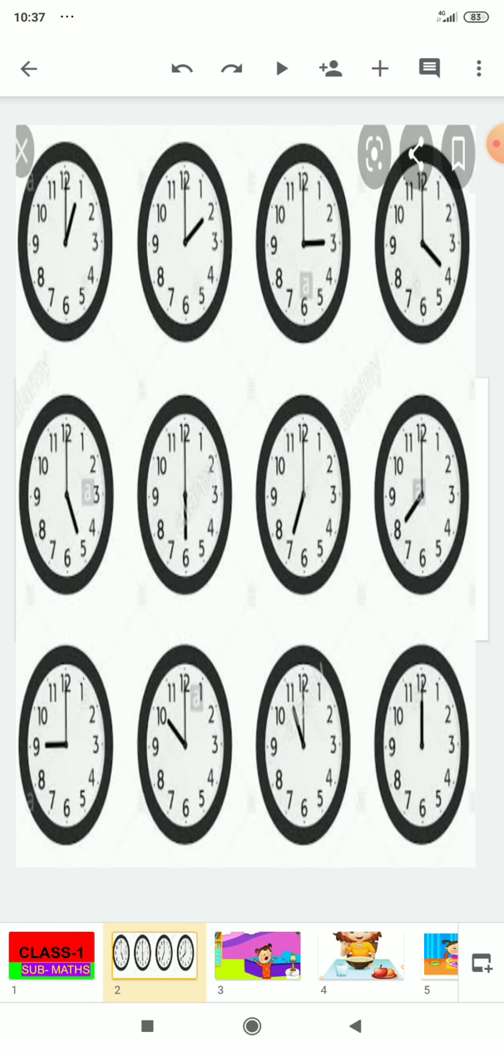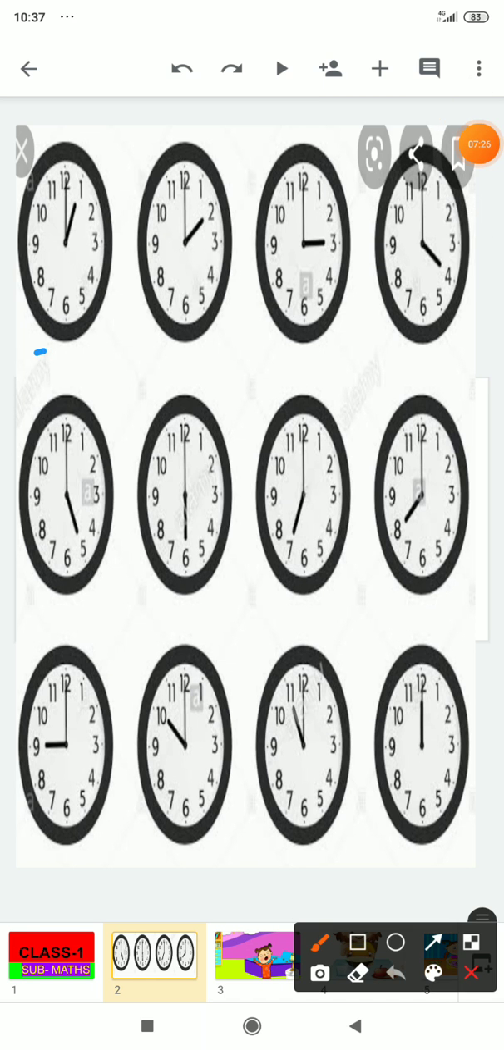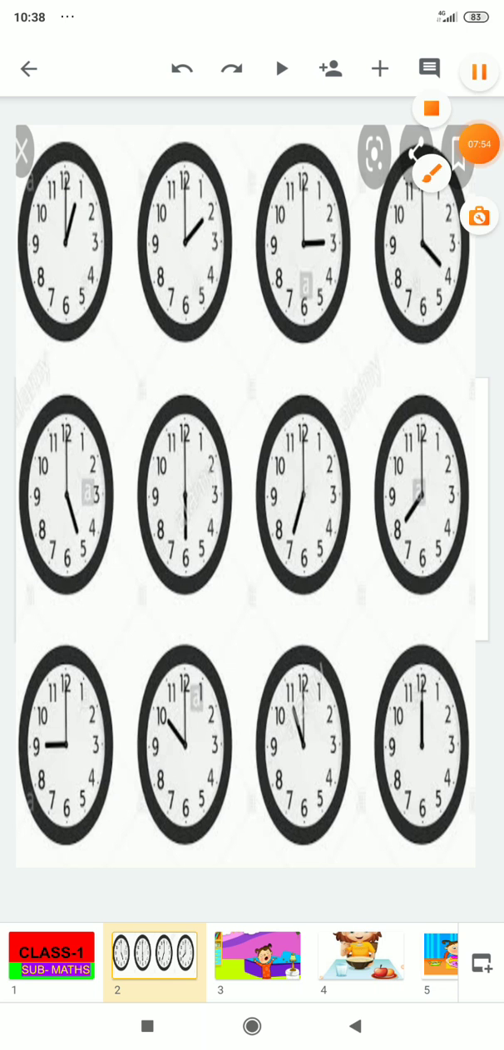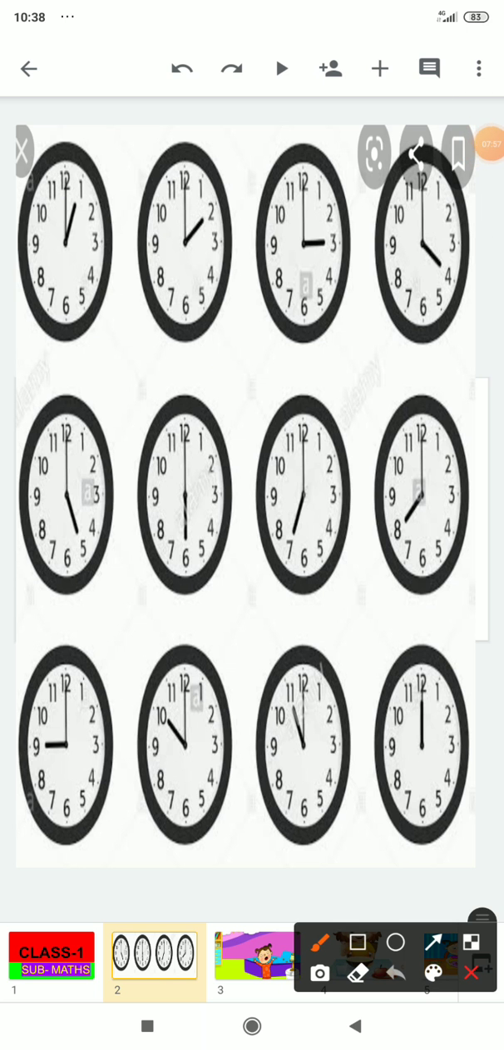Now if you see this picture, this is the first clock. In this first clock, the small hand, that is our hour hand, is on 1, and the long hand, that is my minute hand, is on 12. So the time is 1:00. I will write it again, 1:00. Here there is no space, so I am writing it over here, 1:00.